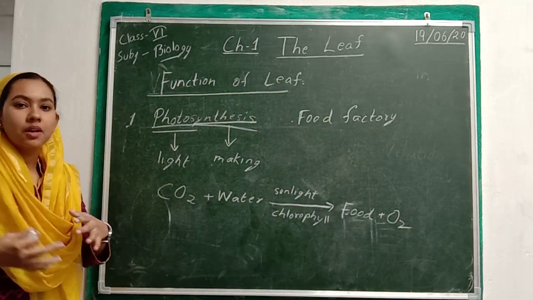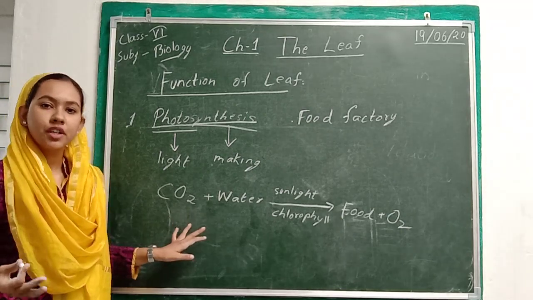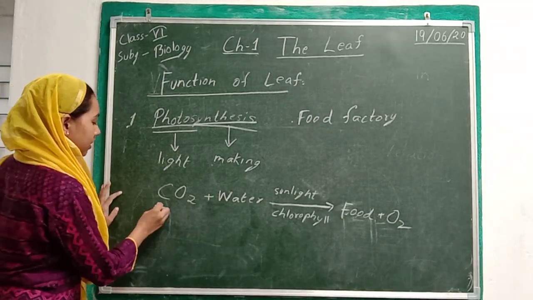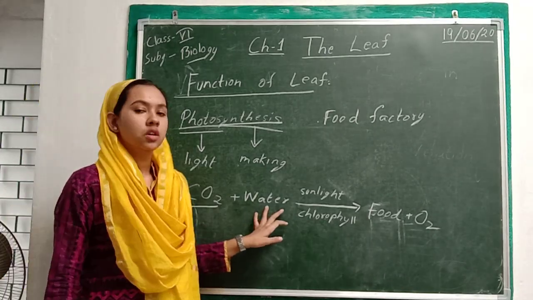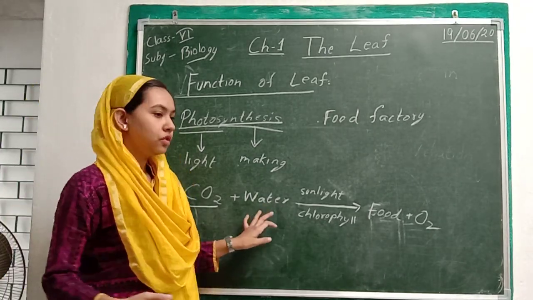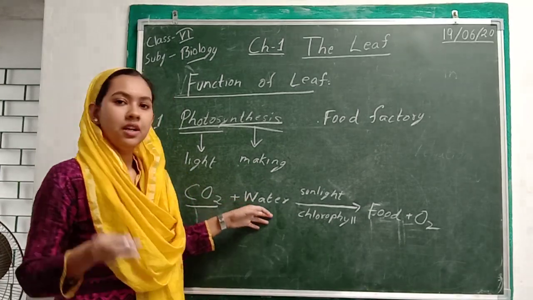Now, from where does a plant get carbon dioxide? We know that there is plenty of carbon dioxide in our atmosphere, so it gets carbon dioxide from the air. Okay. Next, water. The plant gets water from the soil. The roots absorb the water and then transfer it to the leaves.